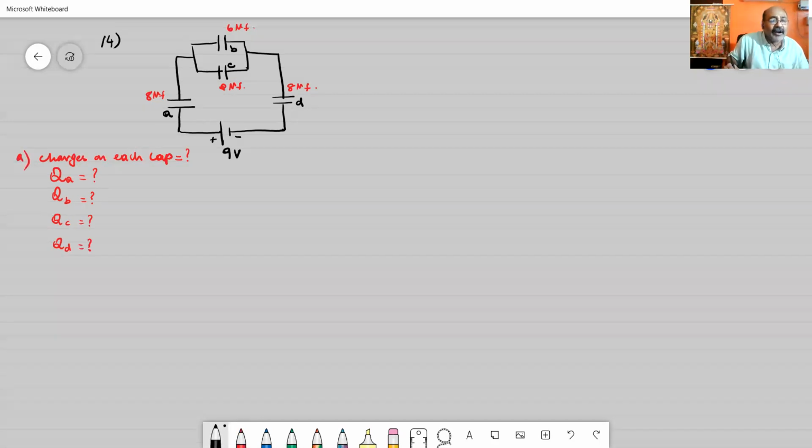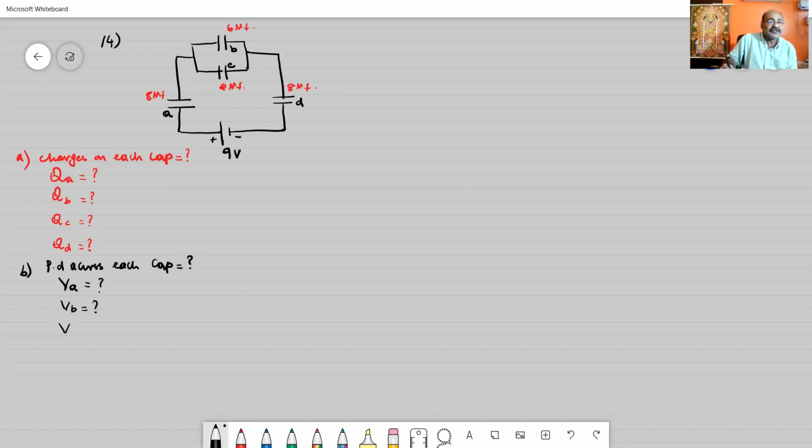Then what is the second one, B? The second option asks for the potential difference across each capacitor. Potential difference means V. So the potential difference across A is asked, across B, across C, and across D.